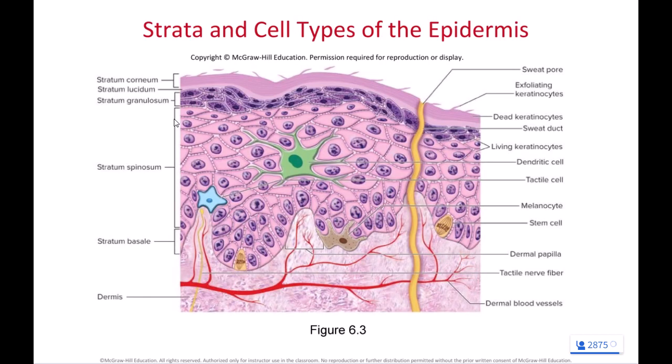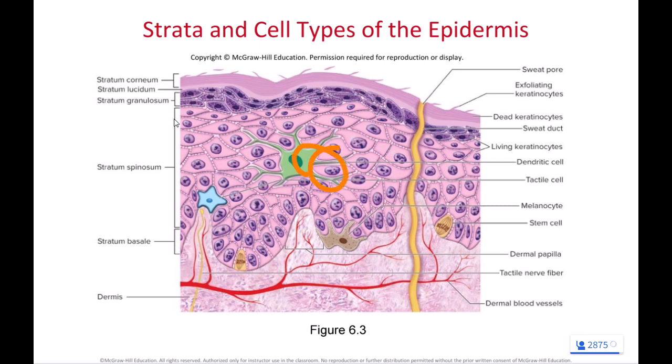So here's a figure from your text to help lay this out for you. Our dendritic cell on this screen is going to be the green one, the big branching cell. And this big branching cell, it's right there circled in orange.